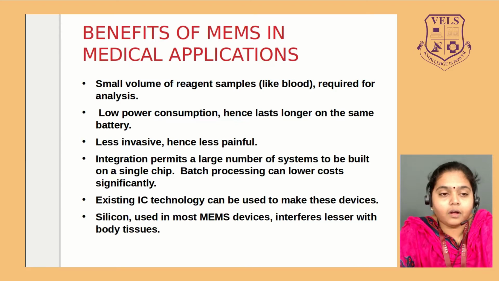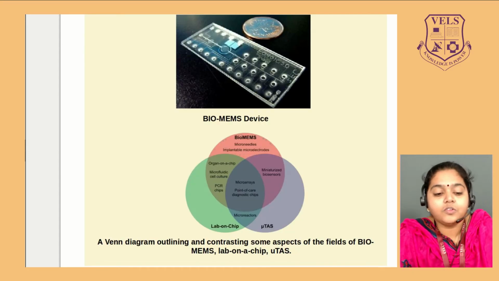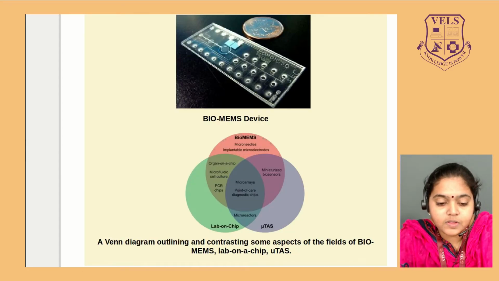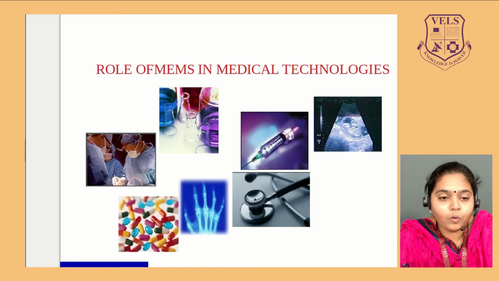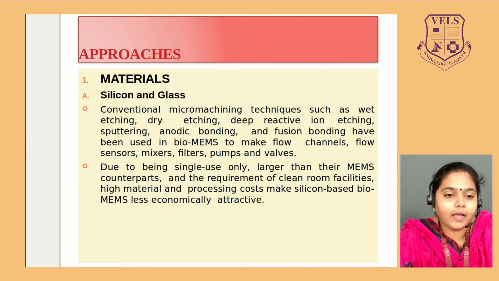And for developing MEMS devices, existing IC technology can be used. Since silicon is used in most of the MEMS devices, it interferes less with body tissues. So this is actually the Venn diagram, just outlining and contrasting some aspects of fields of biomems. So this picture clearly explains the role of MEMS in medical technologies. Next we'll see about the approaches.